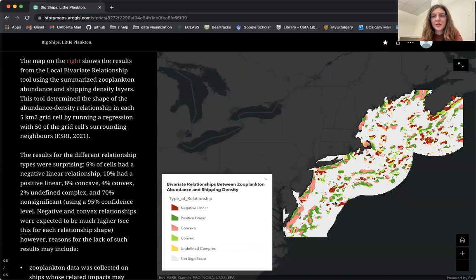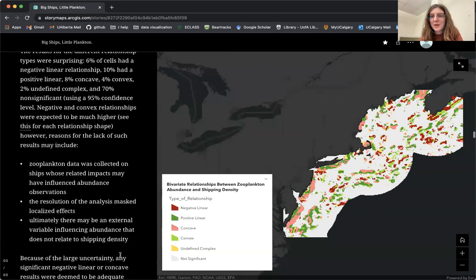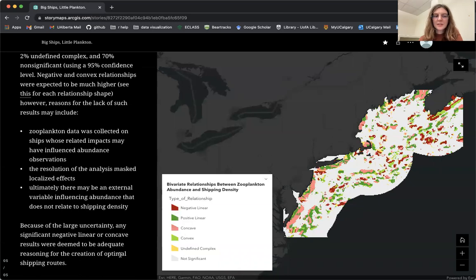My results for this were pretty surprising. I was expecting a lot more negative relationships. But as you can see, there's not as many. There's some more in the north, and they're also scattered through the study area with lots of non-significant regions throughout the study area. But I think there were 3 main reasons why maybe I didn't get the results I was expecting. The first is that the zooplankton data was collected on ships, and those would have shipping impacts that would have affected the abundance observations.